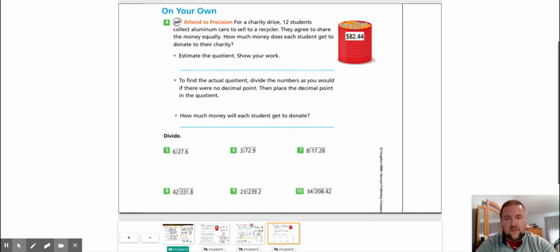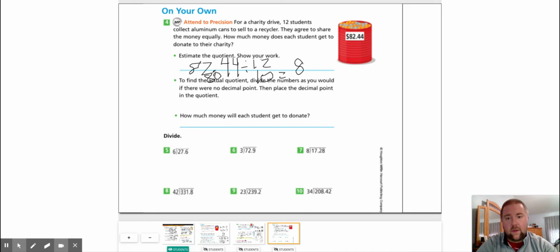The next problem says, for a charity drive, 12 students collect aluminum cans to sell to a recycler. They agree to share the money equally. How much money does each student get to donate to their charity? So we had $82.44, and we were dividing that by 12 students. If we're estimating again, we could change the 12 to be a 10. And what's close to 82 that can be divided by 10? We could get 80. 80 divided by 10 gives me 8. So I know that my answer is going to be somewhere around $8.